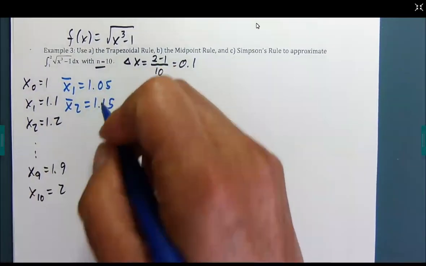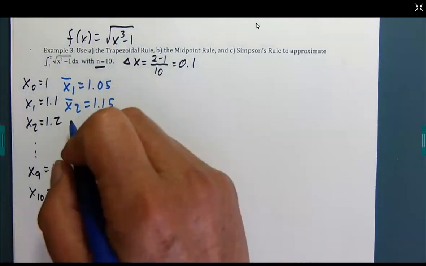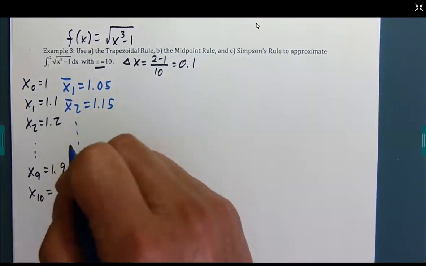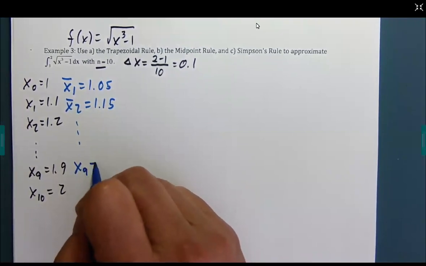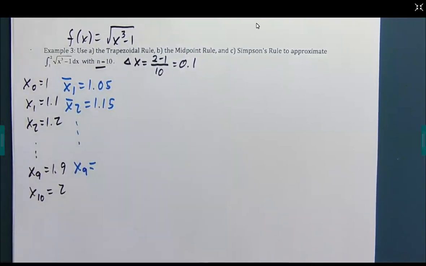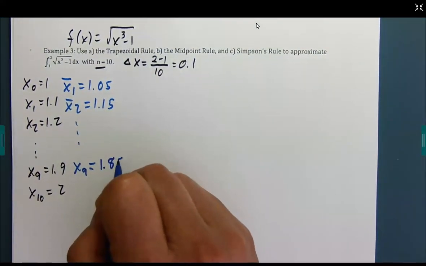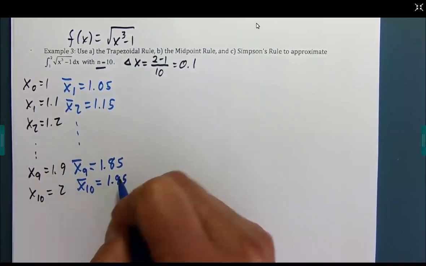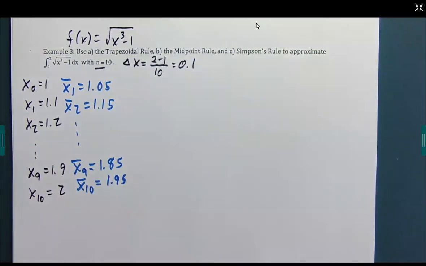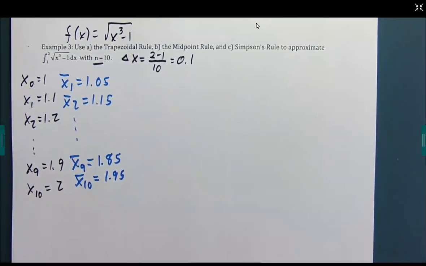And notice we're also adding 0.1 to each sequential one. And that goes down to x bar sub 9 is 1.85, and x bar sub 10 is 1.95. We'll come back to those in just a moment. But it's important that we have an idea of what we're looking at here. So let's start with trapezoidal, and I'm going to teach you something new.